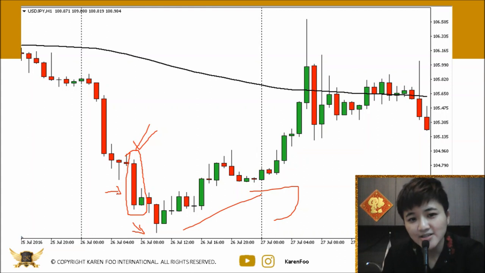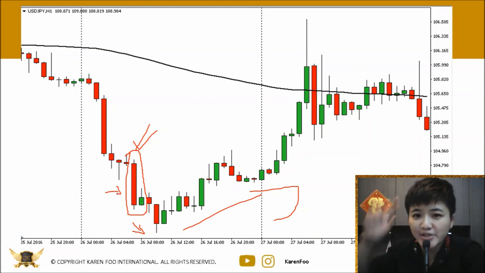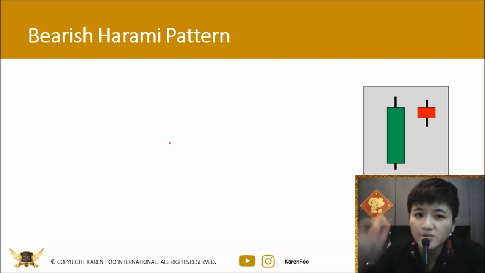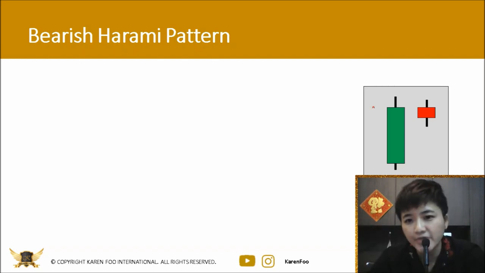Okay? Now, I didn't say you can use this to predict when the price is going to reverse because nobody can predict the market. Not even me, not even Warren Buffett. Okay, the next candlestick pattern, the opposite of bullish harami pattern. So right now, the first big candle, you have a bullish candle. The second small candle, you have a bearish candle.